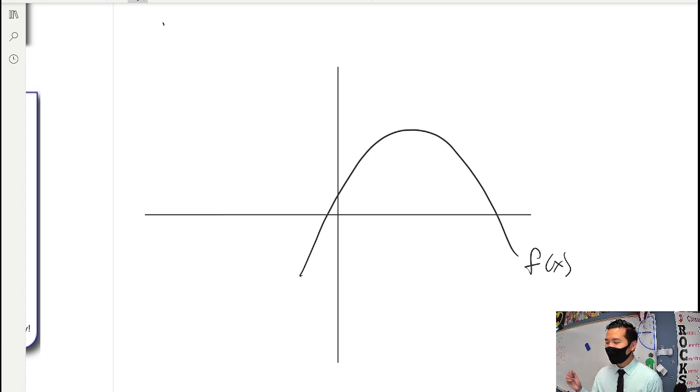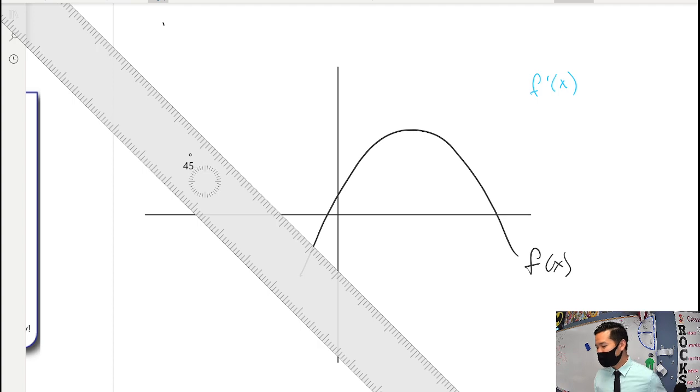Now, here's what I'm saying. If I were to look at its derivative value, if I were to look at f prime of x, that's the slope of a tangent line. Would you agree? That's all f prime is. That's all a derivative is. It's the slope of the tangent line.